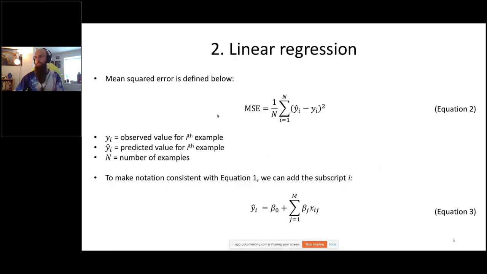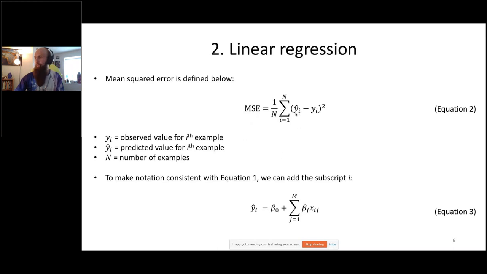So mean squared error, for people who haven't seen the equation, is not very fancy. It's defined below. This sigma is a summation. Y hat sub i is the predicted value for the ith example. Y sub i is the observed value for the ith example. So this difference is just the squared difference between the predicted value and the true value, and then you sum them up over all n examples, and then you divide by n to get a mean. That's mean squared error.